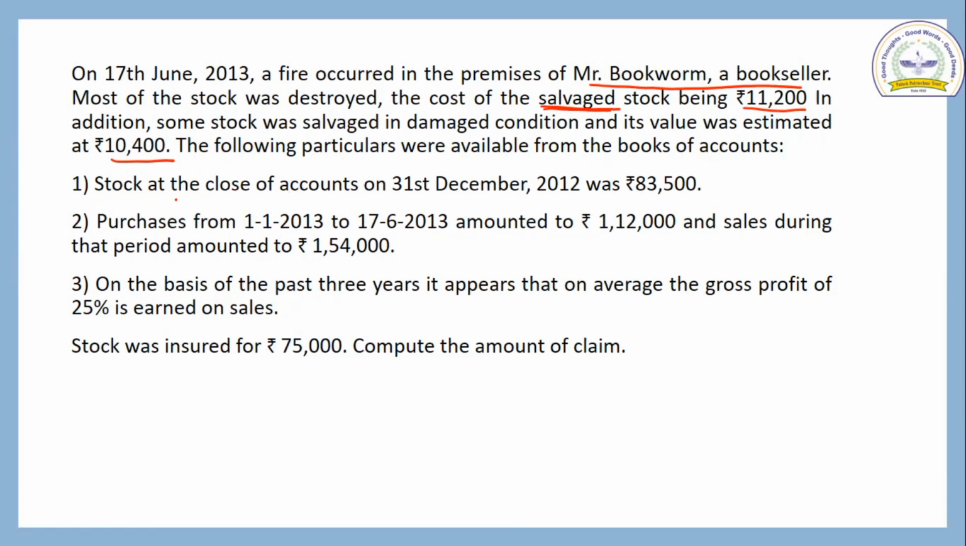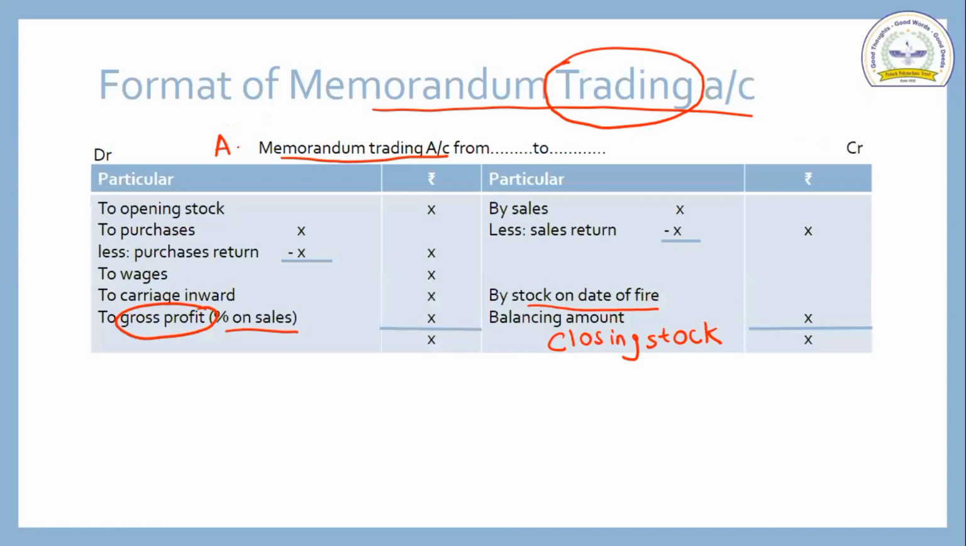See, number one, stock at the close of account on 31st December 2012 was rupees 83,500. Student, the same trading account which you used to prepare in the 11 and 12 standard. You used to prepare the opening stock, purchases on the debit side of trading account, less purchase return, wages, carriage inward. All these things we are going to make in this chapter also, students. And on the credit side, sales; if the sales return is given in the question, we are going to deduct it from the sales amount. And once you write these main items, then you will get the stock on the date of fire.